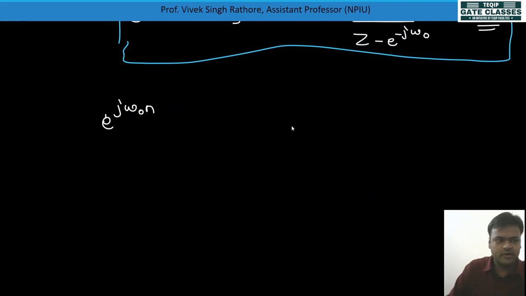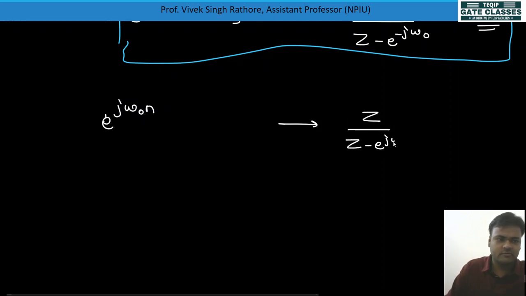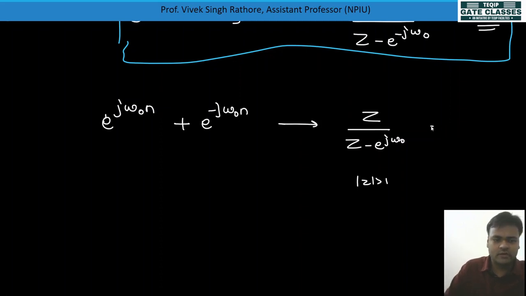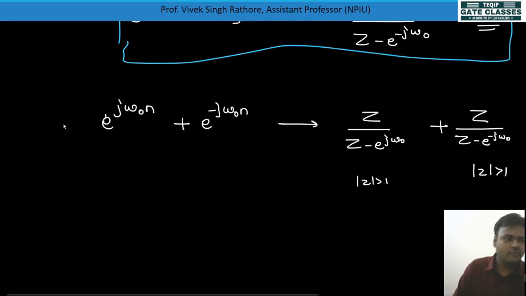we know that its z transform is z by z minus e to the power j omega 0 with mod z greater than 1. And if we add e to the power minus j omega 0 n, according to the linearity property it will satisfy both conditions. So e to the minus j omega 0 with mod z greater than 1, and if we multiply half here, obviously here also we have to multiply half.